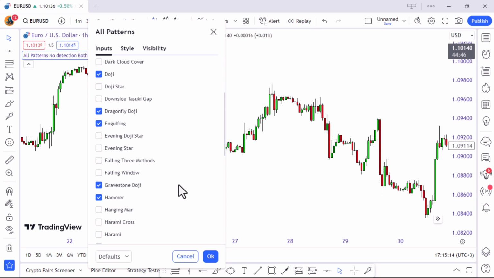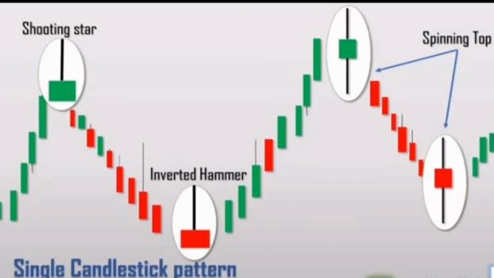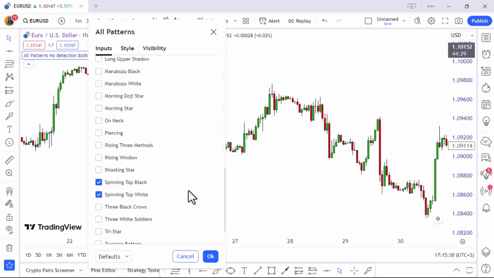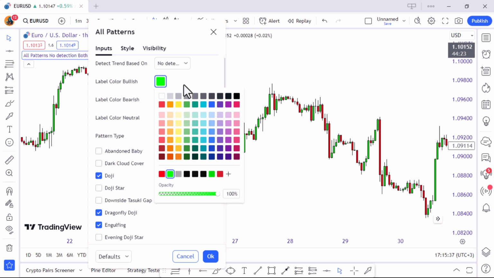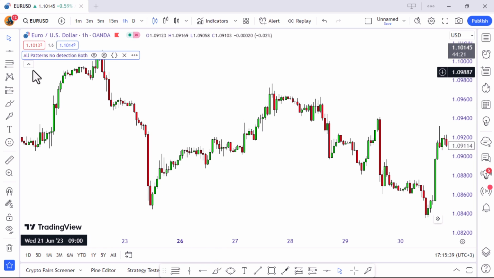The final two patterns we will be enabling are the hammer and the spinning top. The hammer is characterized by a small body, a longer lower wick, and little to no upper wick. On the other hand, the spinning top has a small body with upper and lower wicks of similar length. Since we won't be using other patterns, we can disable them. Now that we have added and configured the indicator, let's take a look at how we can use it.